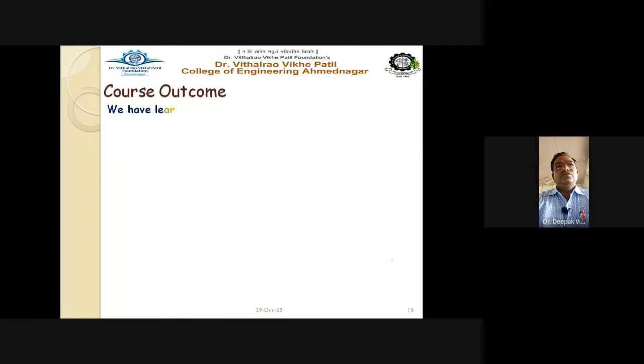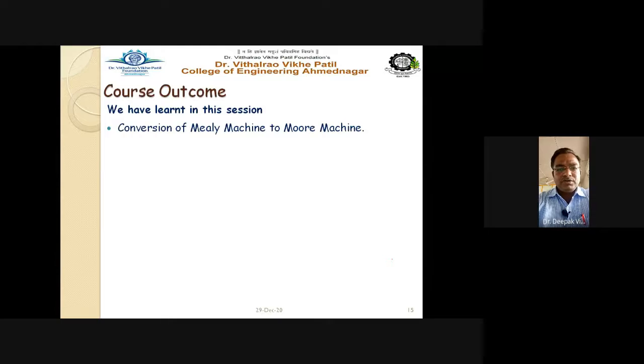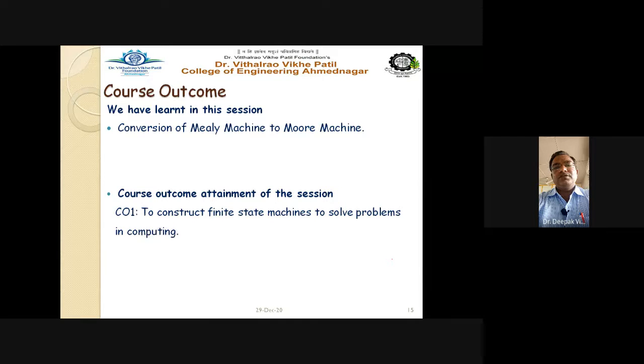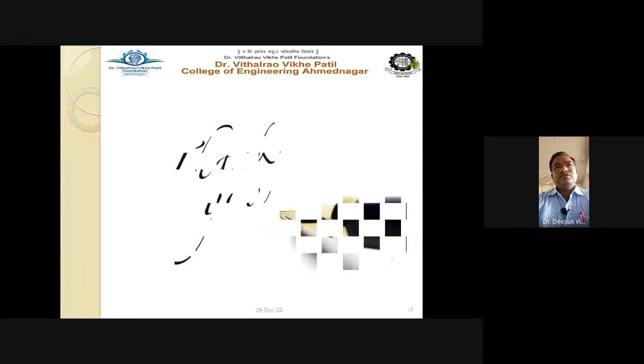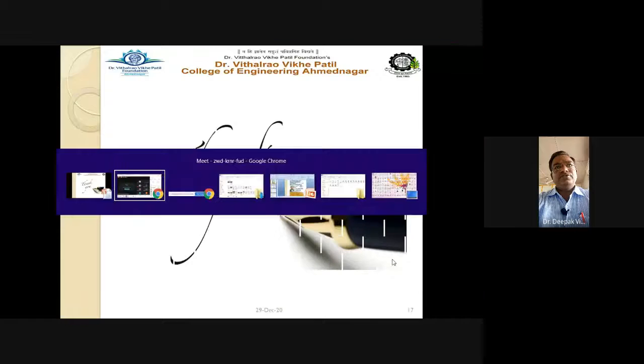Okay, so we have learned in this particular session the conversion of Mealy machine to Moore machine. The course outcome attainment of the session is to construct a finite state machine to solve problems in computing. Always refer to the standard reference book. Okay, so thank you. Let us stop here for today's session.